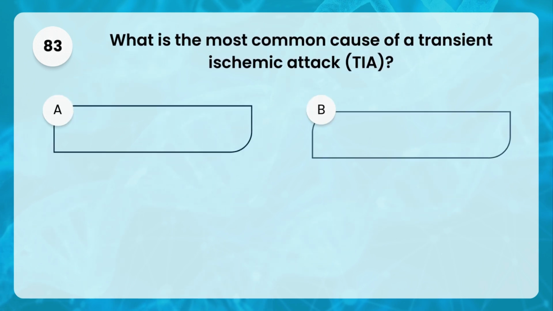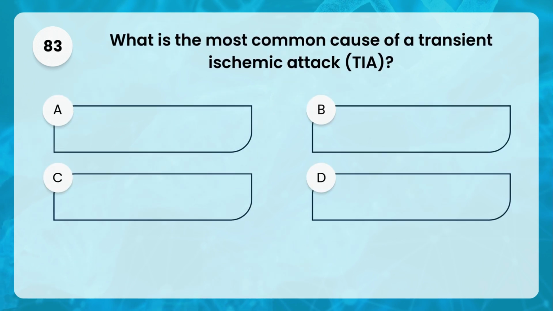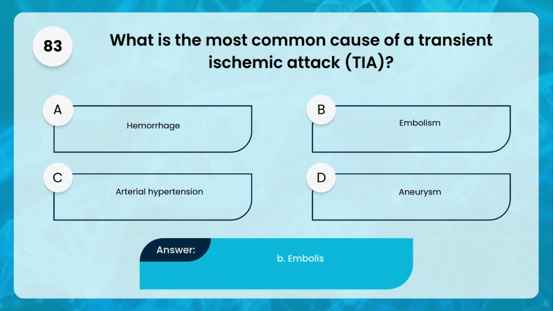What is the most common cause of a transient ischemic attack, TIA? A. Hemorrhage. B. Embolism. C. Arterial hypertension. Or D. Aneurysm. The answer is B. Embolism.